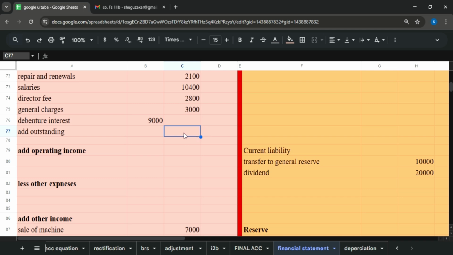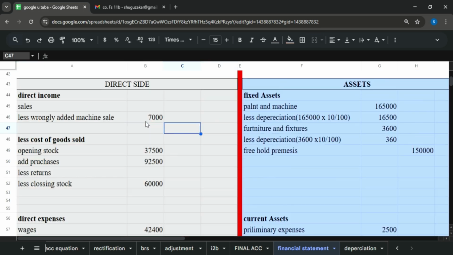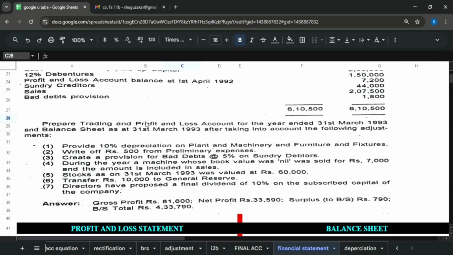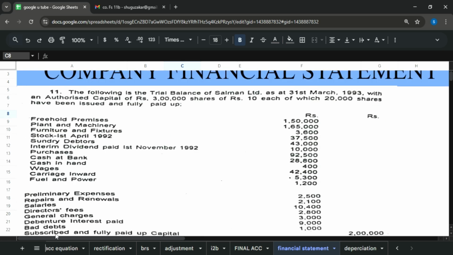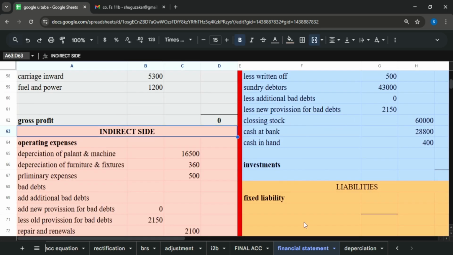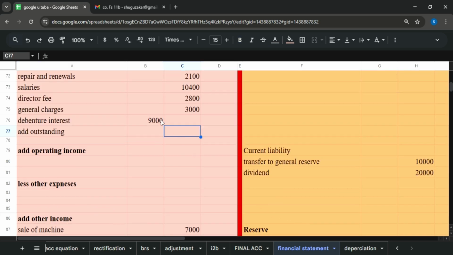We will wait. And here percentage would be calculated as I was telling you earlier. 9000 was written over here, but actually percentage of debenture interest would be calculated over here. Here you will write the amount present in trial balance. Let me show you that this debenture interest over here 9000, that was present in trial balance, and same amount 9000 you have written over here.